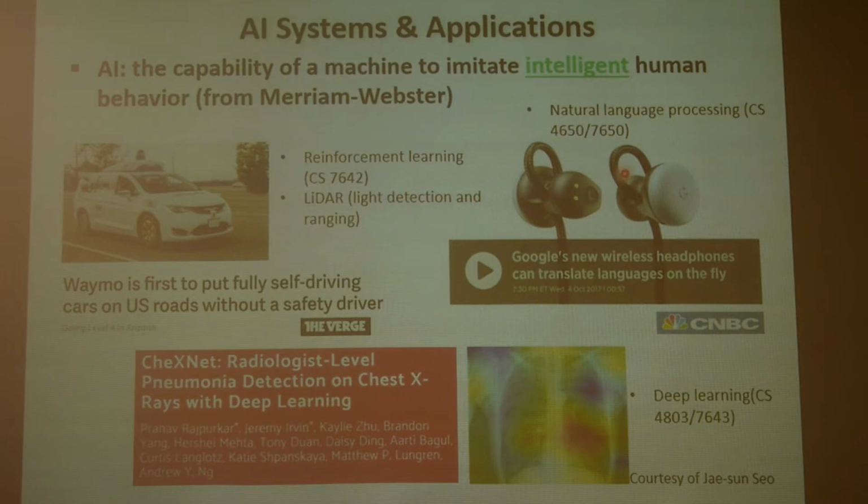The second example is Google Pixel. It can do real-time translation when you are talking with other people. So this requires the AI to understand human language, and this field is called natural language processing, NLP. And you can take CS 4650 to know more about natural language processing.